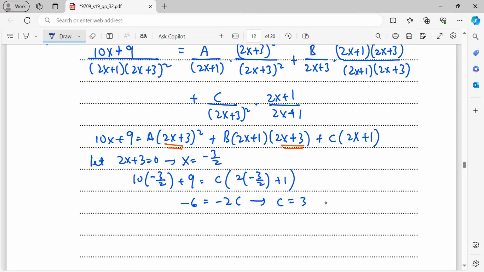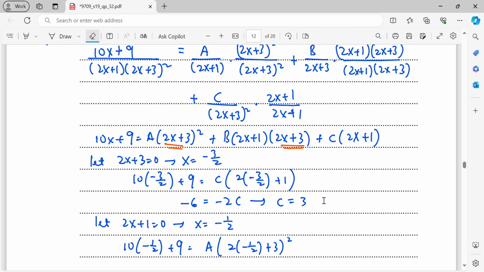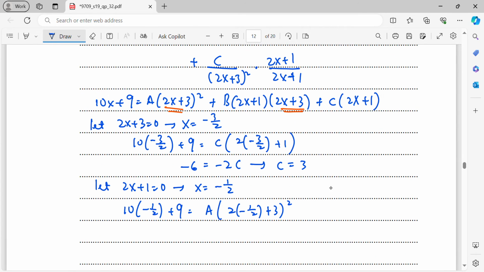Then now I will let 2x plus 1 be 0. That means my x is negative half. So the left hand side, 10 times negative half plus 9 equals to A times 2 bracket negative half plus 3, squared. The second and third term will be 0 because the 2x plus 1 is already 0. Then from here, you will get 4 equals to 4A. Okay, hence your A is 1.